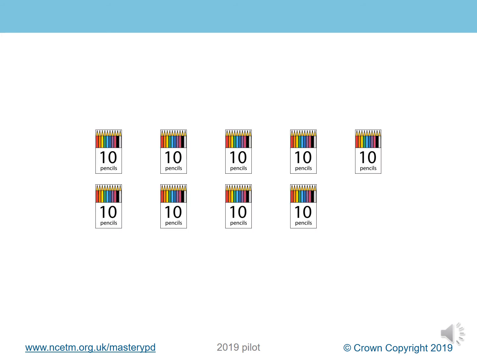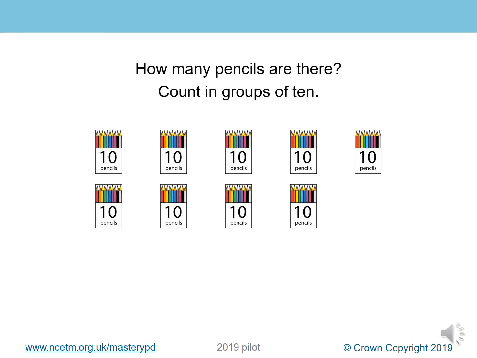How many pencils are there this time? So we're going to again count in groups of 10. Ready? 10, 20, 30, 40, 50, 60, 70, 80, 90 pencils this time. And we can see, because it tells us that there are 10 pencils in the pack, which is why it's easier just to count in a 10, isn't it? Rather than having to count each individual pencil. That's why it's important to practice our counting.